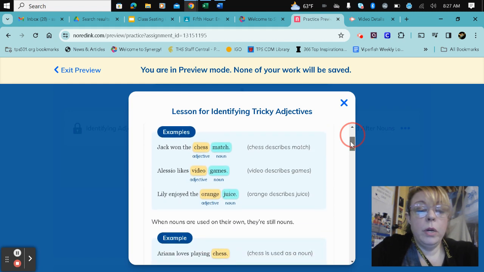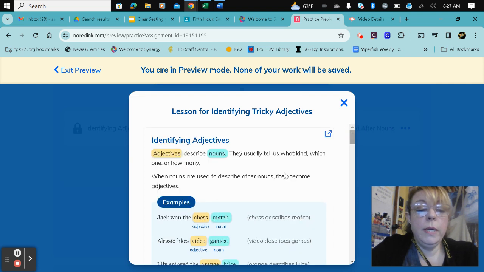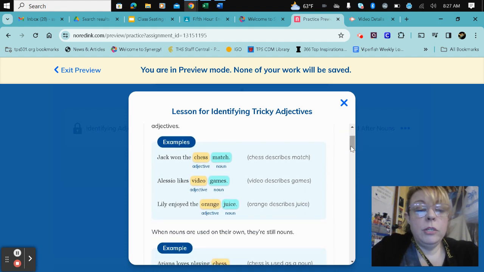So, Jack won the chess match. When nouns are used to describe other nouns, they become adjectives, such as in Jack won the chess match. The chess describes match because it becomes an adjective, even though it looks like a noun, because it is describing another noun.